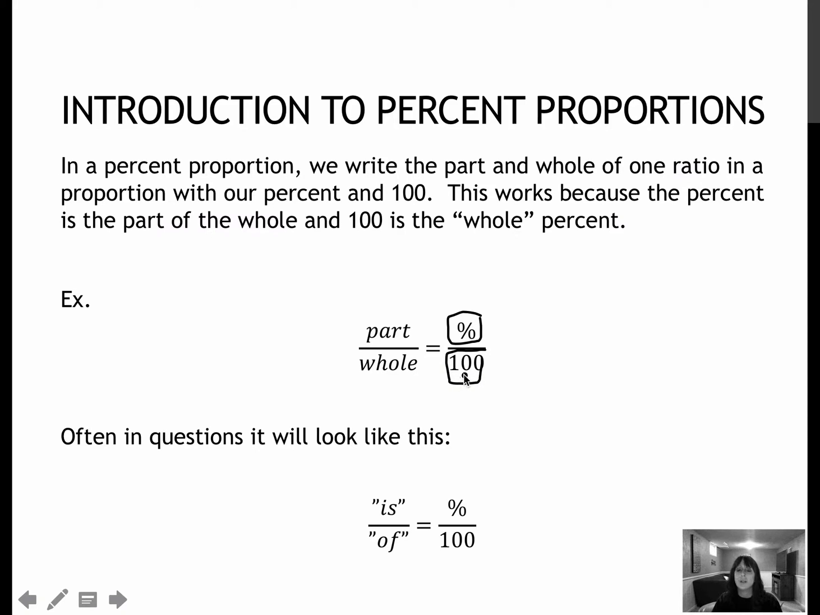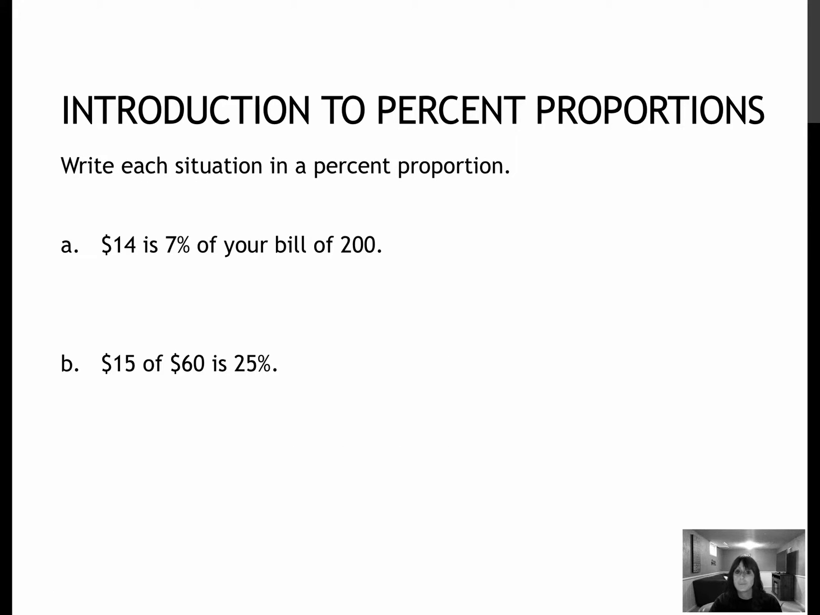Now, quite often when this is written in a word problem, the is would be the part and the of would be the whole, and we'd still have the percent over 100. And that will make sense once we actually do a question. So let's take a look.